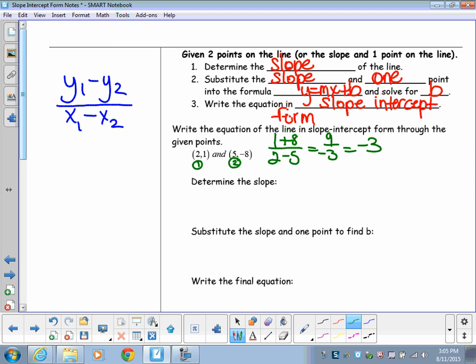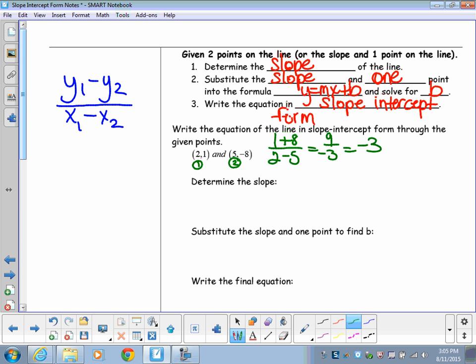Okay, this particular problem, I found my slope. My y1 is 1. My y2 is negative 8. But remember, because in my formula I have a subtraction sign, negative and negative make positive. That's why I have that plus 8. My x1 is 2 and my x2 is 5. So I replace my letters with my numbers given. 1 plus 8 is 9.